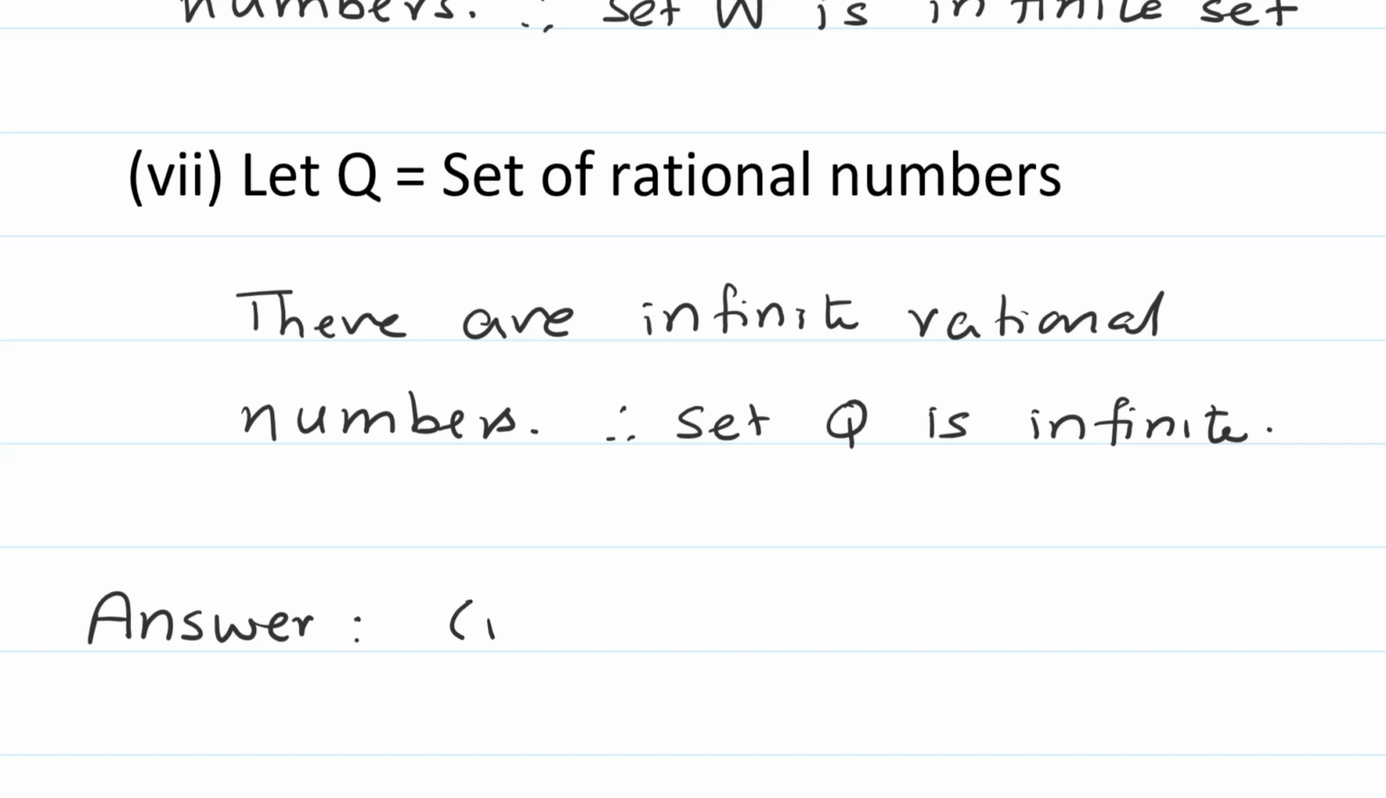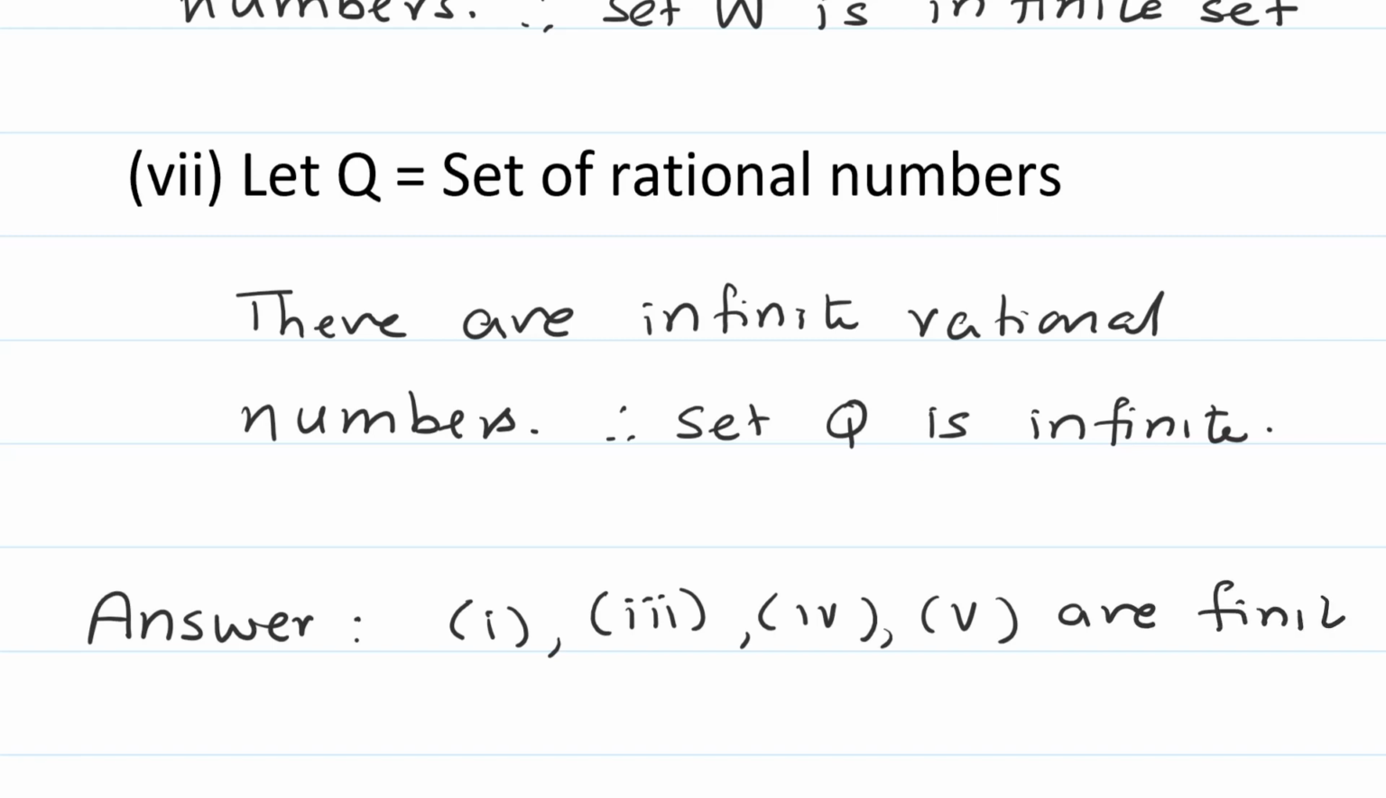Final answer, sets from 1, 3, 4 and 5 are finite. 2, 6 and 7 are infinite.